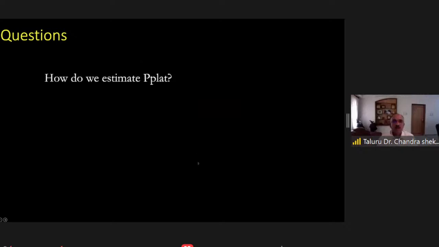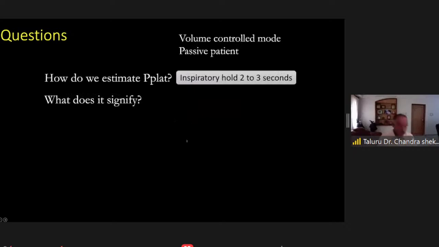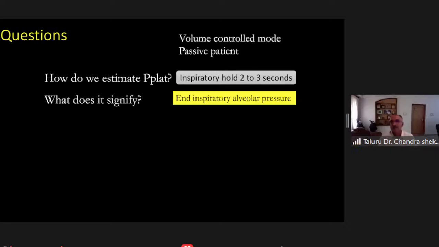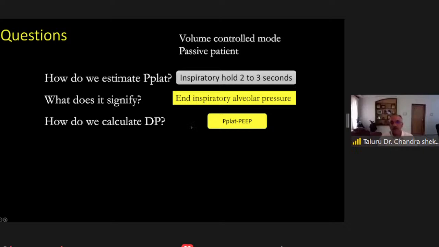I will go ahead. Next, what does driving pressure signify? How do you calculate it? P-plat minus PEEP. It signifies the amount of pressure you generate when you put in a tidal volume. That's what the driving pressure tells you. That's very, very important. I'll tell you why it is important in the next few slides.